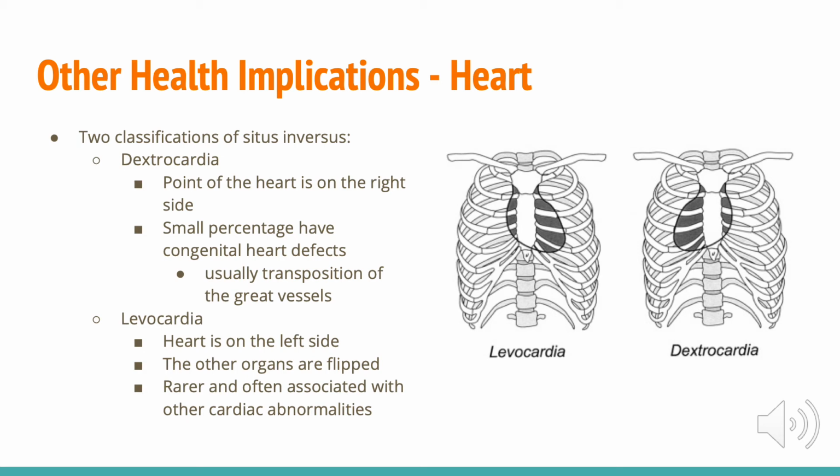Levocardia occurs when the heart is in its normal position, but all other organs are flipped. This condition is more dangerous and has more health risks because it does not align well with the other organs and usually has more cardiac abnormalities. However, levocardia is more rare than dextrocardia.